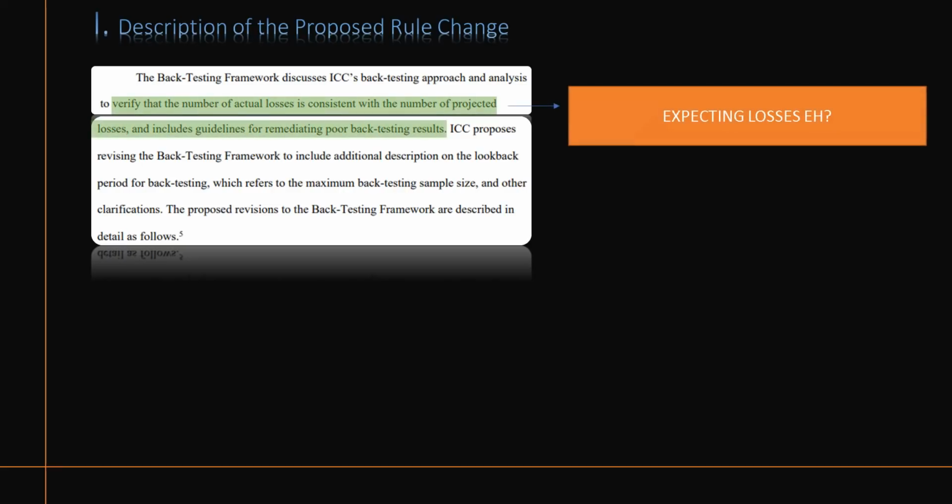So, two things to note here. Expecting losses, huh? Oh, I see.